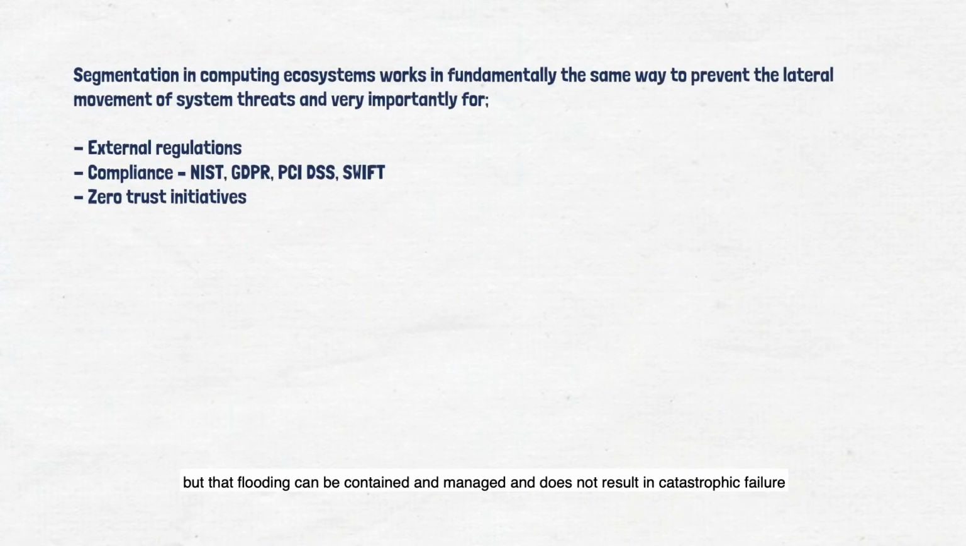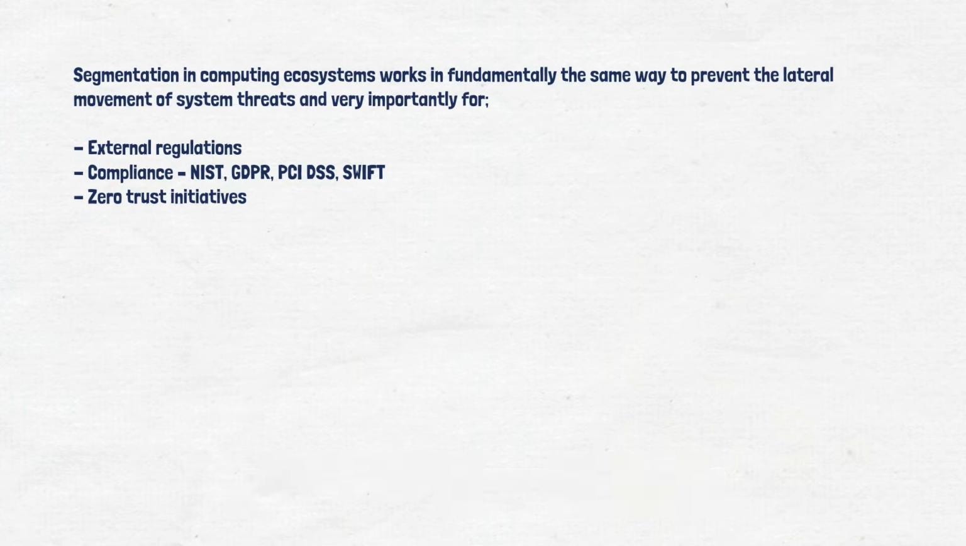result in catastrophic failure. Segmentation in computing ecosystems works in fundamentally the same way to prevent the lateral movement of system threats, and, very importantly, to satisfy external regulators, to meet compliance standards, and for zero trust initiatives.